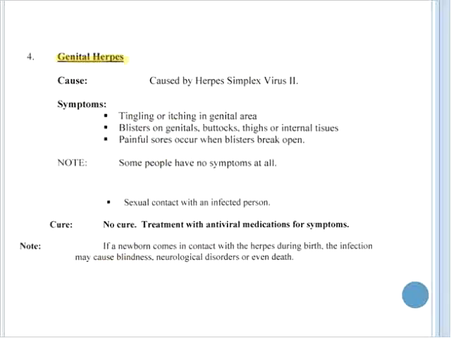Genital herpes is a viral disorder caused by the herpes simplex virus 2. Its symptoms include tingling or itching in the genital area, blisters on the genitals, the buttocks, thighs, or internal tissues. These blisters form painful sores when they break open. And again, there are some people that may have no symptoms whatsoever. Its mode of transmission is sexual contact with an infected person. And while there is no cure, there is treatment available for the symptoms.